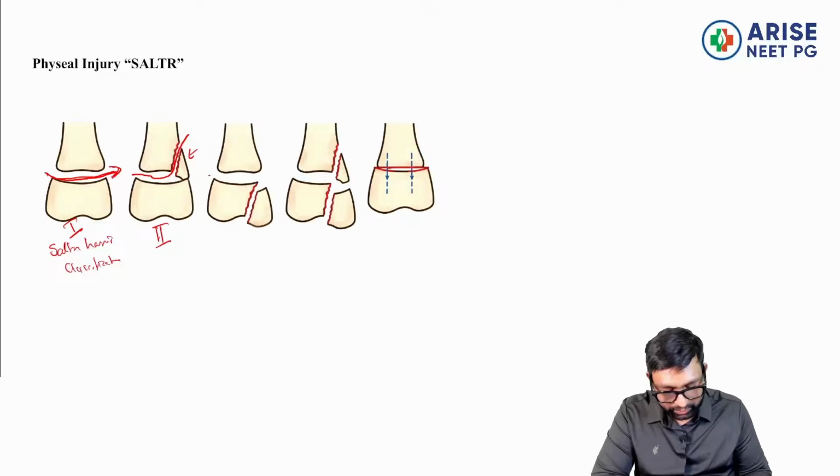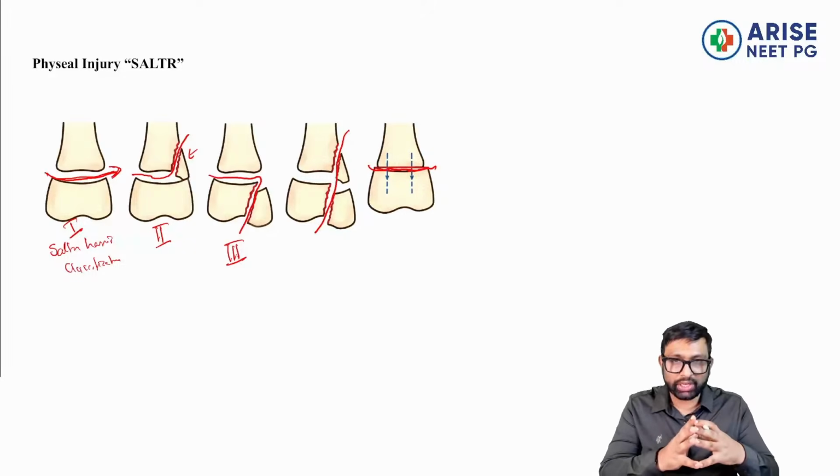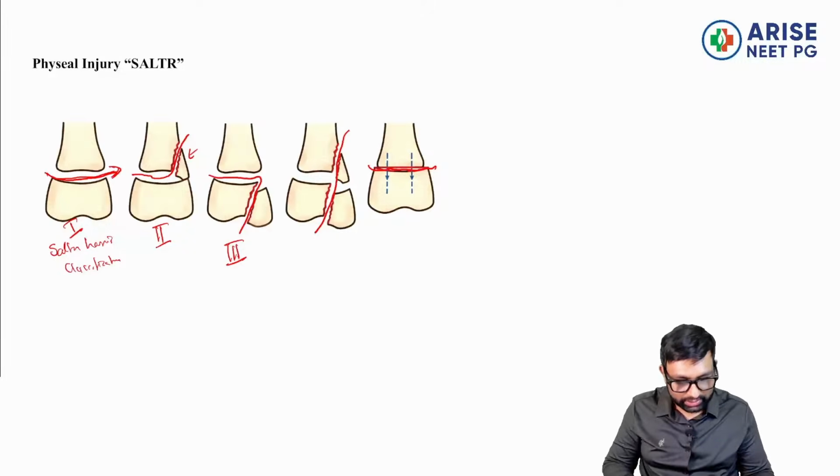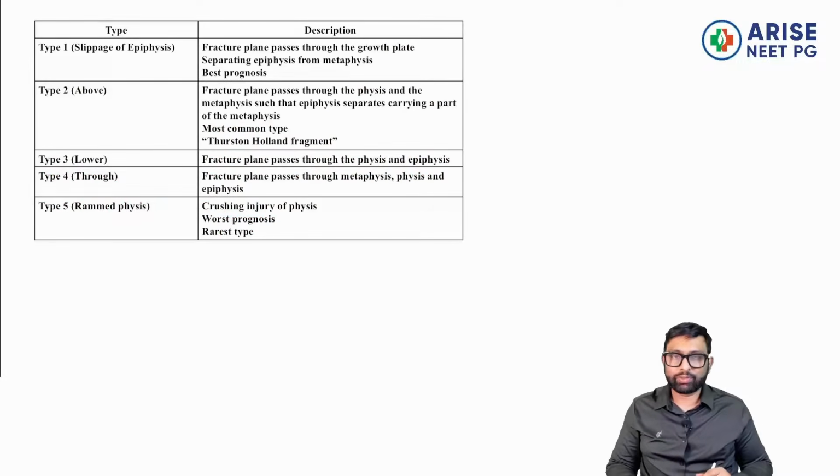In type 3, the fracture goes through the epiphysis and comes distally out of the epiphysis here. Okay, goes distally through the epiphysis. That is type 3. And in type 4, it goes through and through like this. In type 5, it rams the physis. So it is a crushing injury between the metaphysis and the epiphysis. So this is a crushing injury where it gets rammed. Okay, so this is how you remember them.